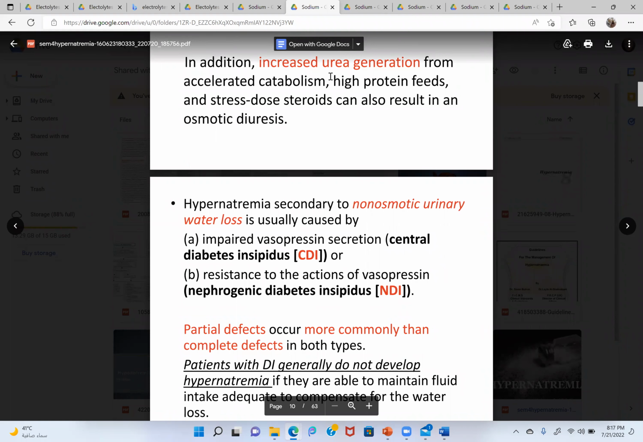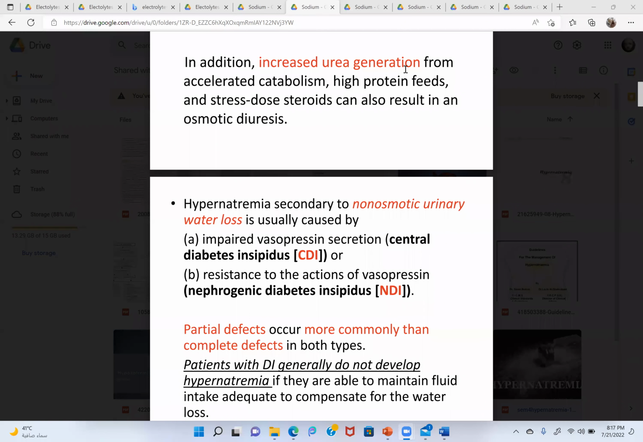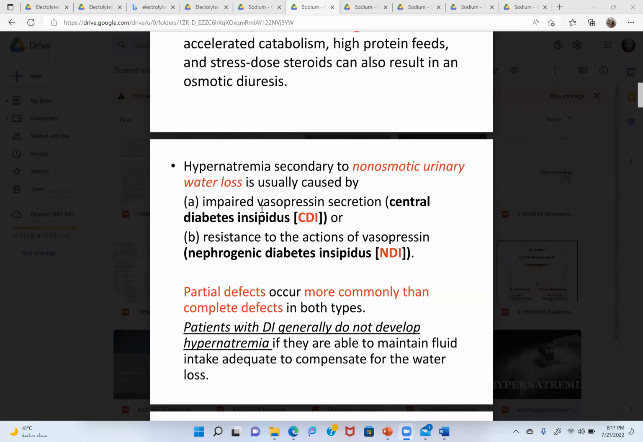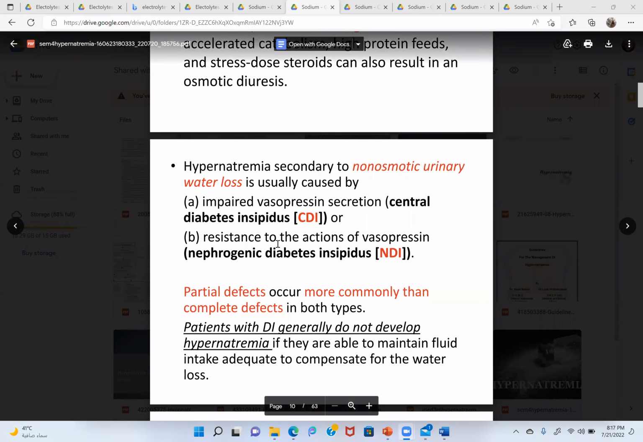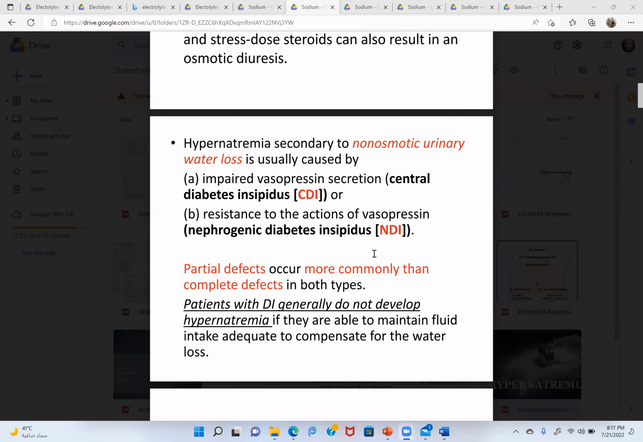I will show you this in a short while. But if it is due to some other cause, usually the body will try to conserve water, so the urinary sodium will be high. Hypernatremia secondary to non-osmotic urinary water loss is usually caused by impaired vasopressin secretion, either central or nephrogenic.